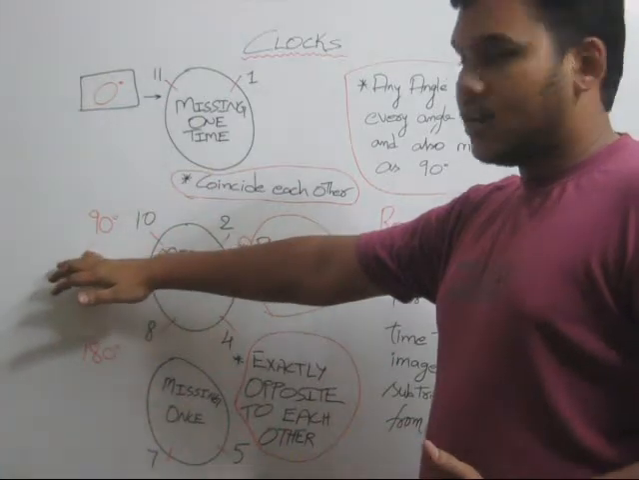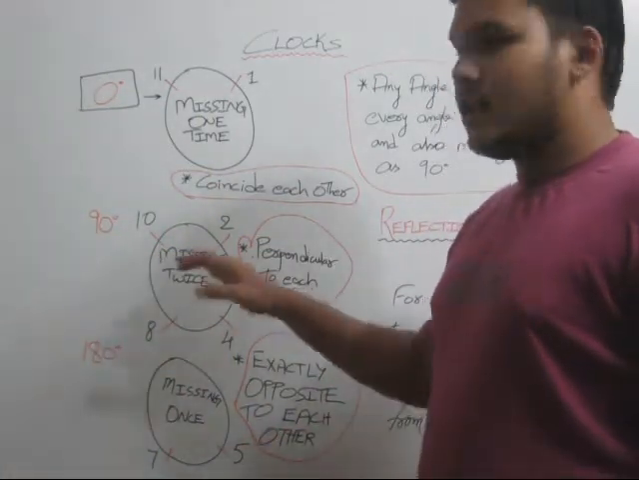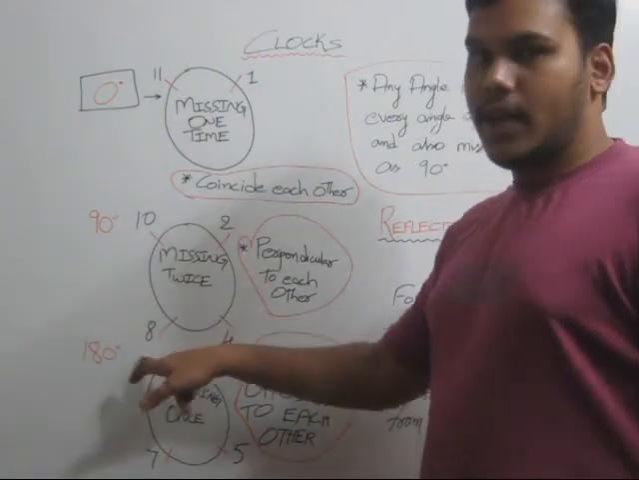Coming to 90 degrees, as I mentioned, it is missing twice for every 12 hours, and the missing times are between 10 to 2 and 4 to 8.